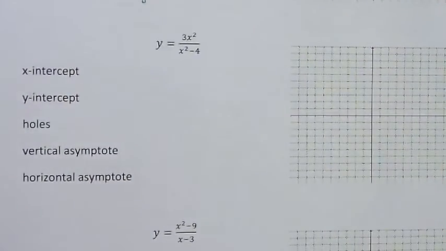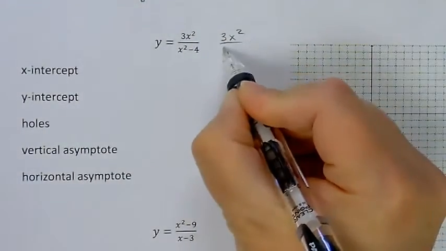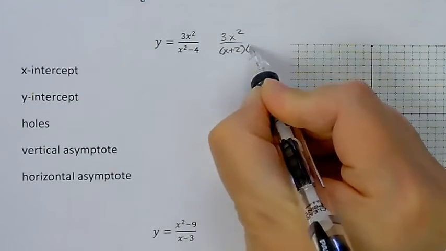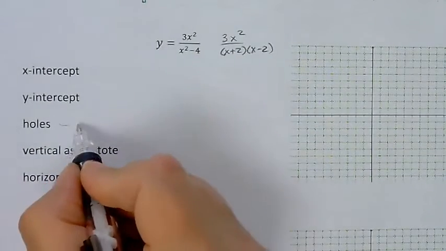We'll do 2 more examples. So what I notice on this one is it doesn't factor. It does factor, but none of the factors cancel. So not going to be any holes.